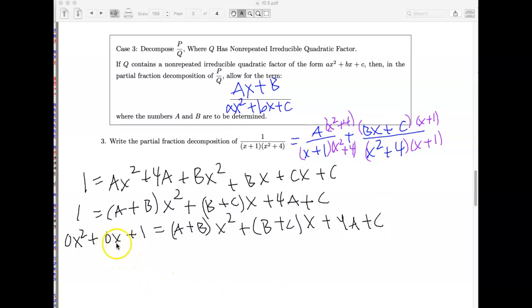And so if the equations are to be equal, we need to make sure that A + B is equal to 0. We need to make sure B + C is equal to 0. And 4A + C is equal to 1.